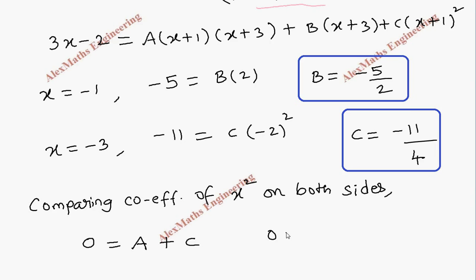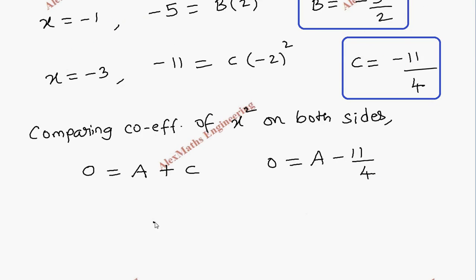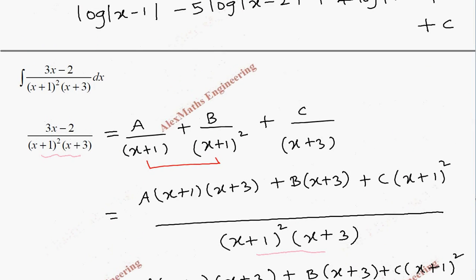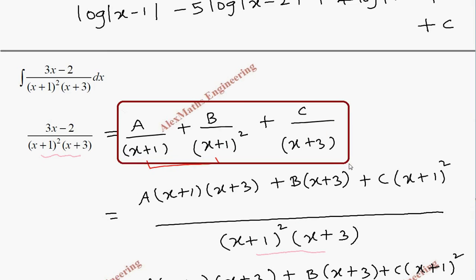So by substituting, 0 equals a minus 11 by 4. And I can carry this term to the other side. So a equals 11 by 4. So we got the value of a also. After getting these three values, we have to substitute in the rule and integrate.